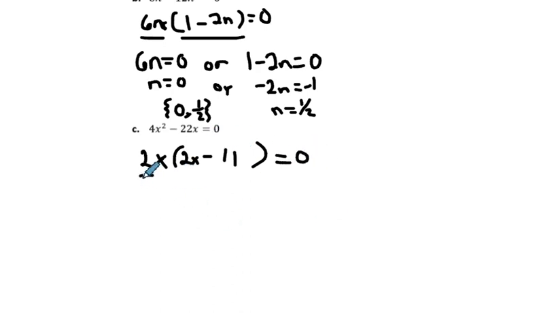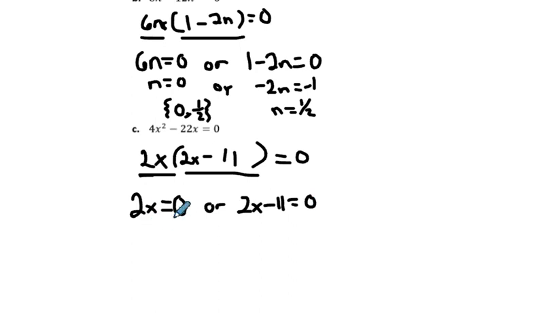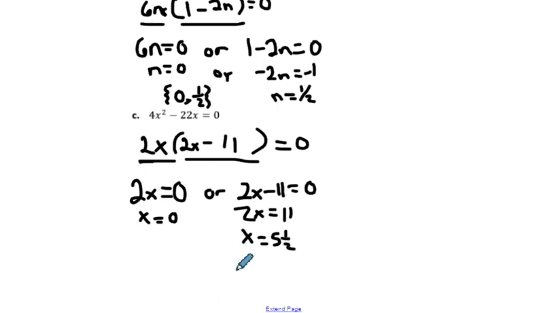All right, so now I'm going to apply the 0 product property. I've got two factors multiplied together, and the product is 0. So one of the two factors must equal 0. Either 2x equals 0 or 2x minus 11 equals 0. Divide both sides by 2 on this equation, and you get x equals 0. On this one, add 11 to both sides, so 2x equals 11. And then divide both sides by 2, you get x equals 11 halves, or 5 and 1/2. So in numerical order, my answers are 0 or 5 and 1/2.